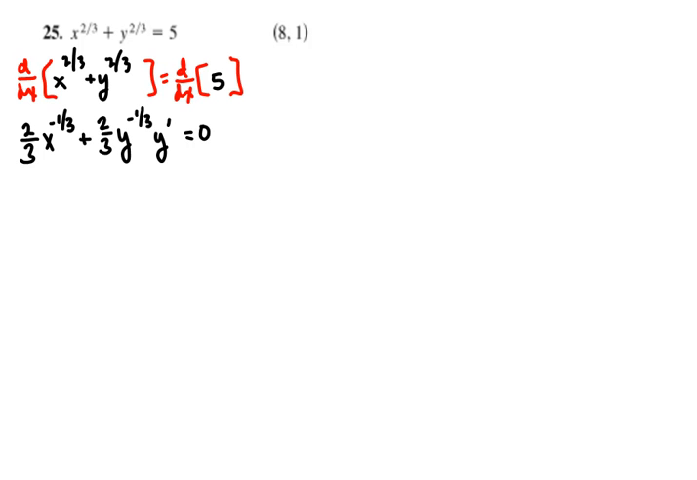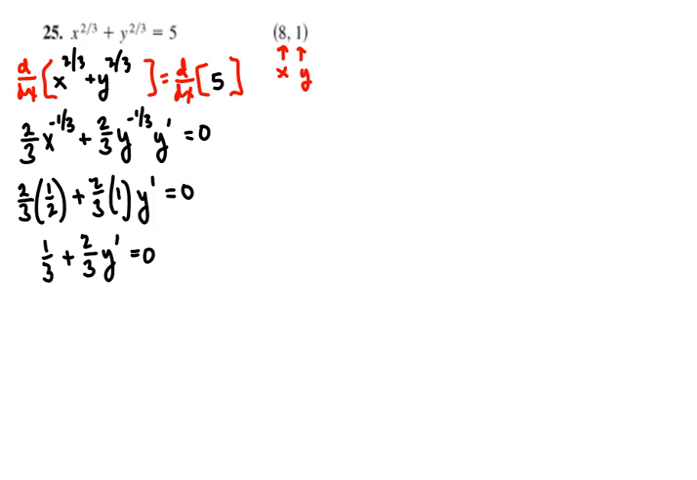So x to the negative 1/3, x is 8 and y is 1. So x to the negative 1/3 really means 1 over the cube root of 8, and the cube root of 8 is 2, so 8 to the negative 1/3 is 1/2. Now y to the negative 1/3, y is just 1, and 1 over the cube root of 1 is still just 1. And so we have 2/3 times 1/2, which is going to give us 1/3, plus 2/3 y prime equals 0.